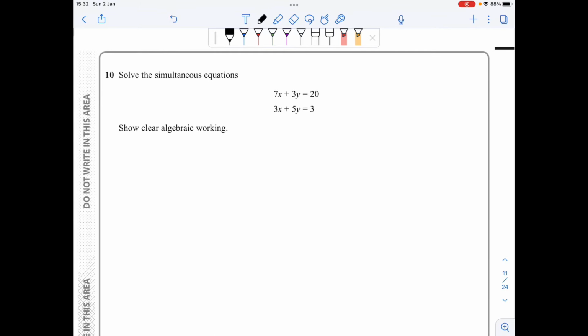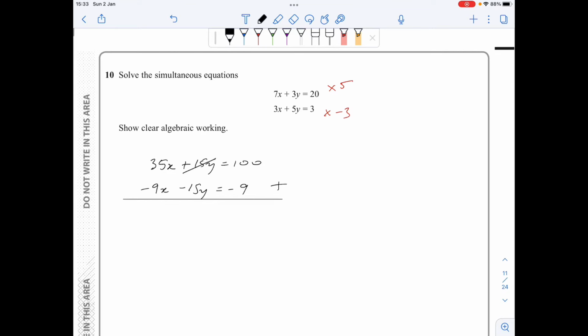There are various methods to solve question 10. I will go with elimination, and I'll try and eliminate y from the simultaneous equations. I'll multiply the first equation by 5 and the second one by minus 3. So I get 35x plus 15y is equal to 100, and from the second one, minus 9x minus 15y is equal to minus 9. And then I will proceed to add the two equations.